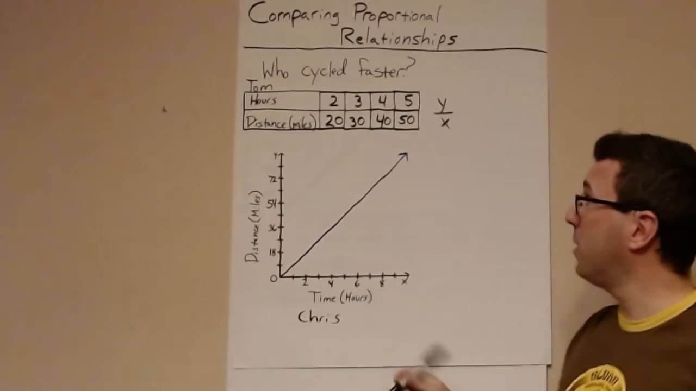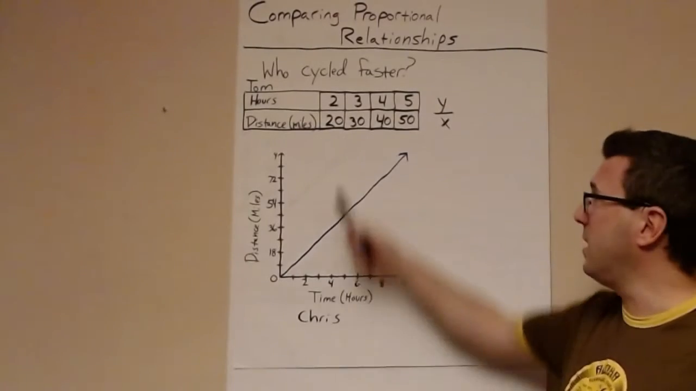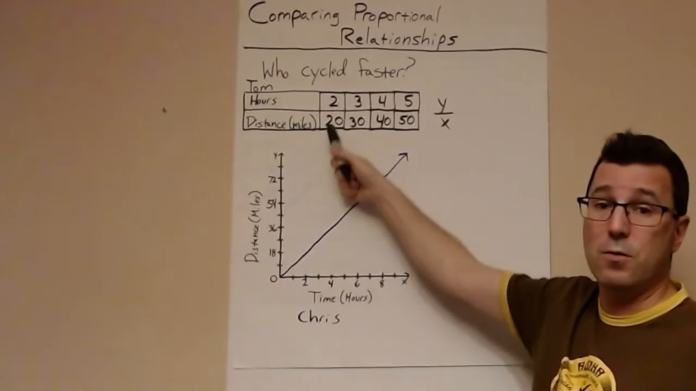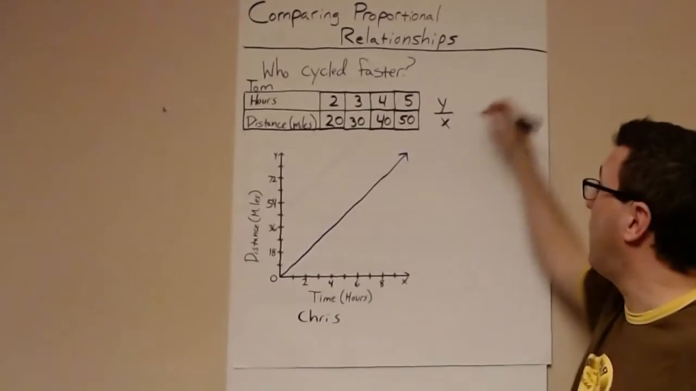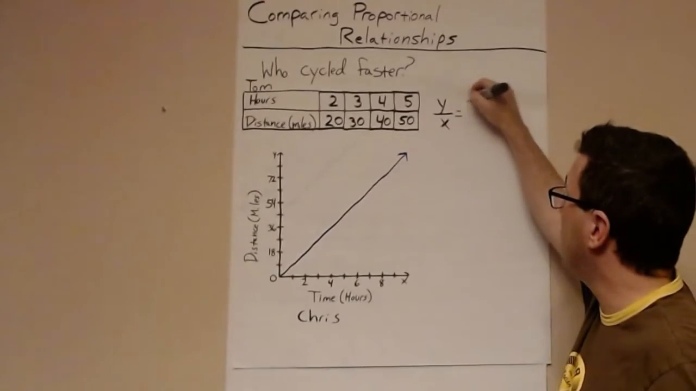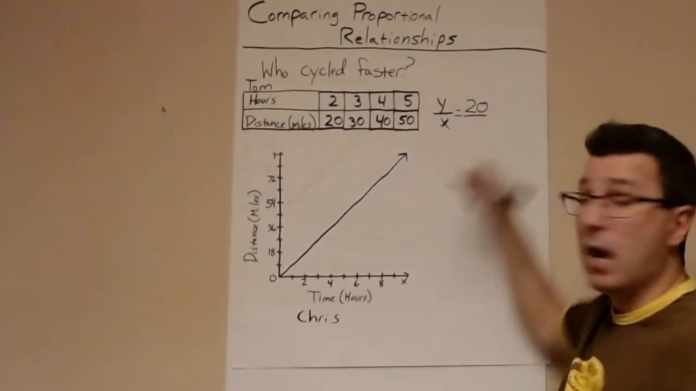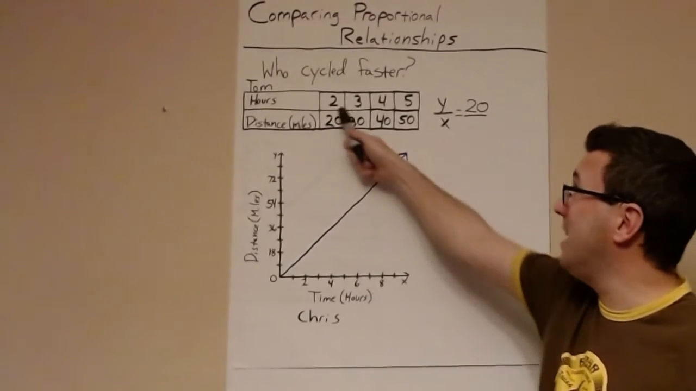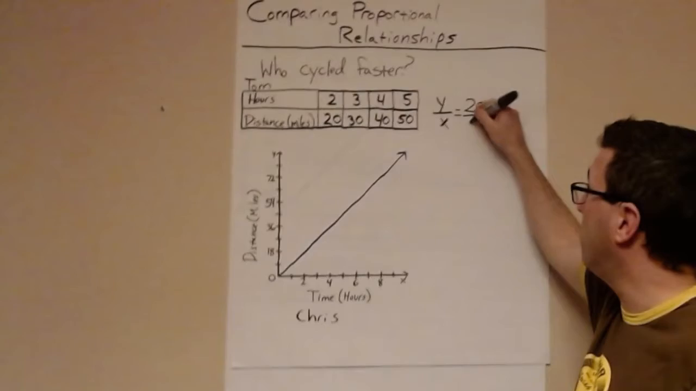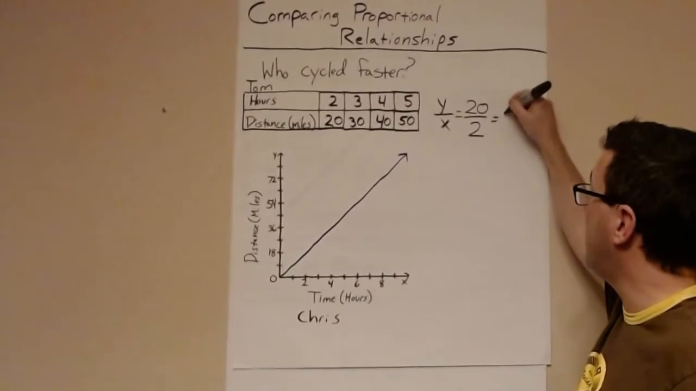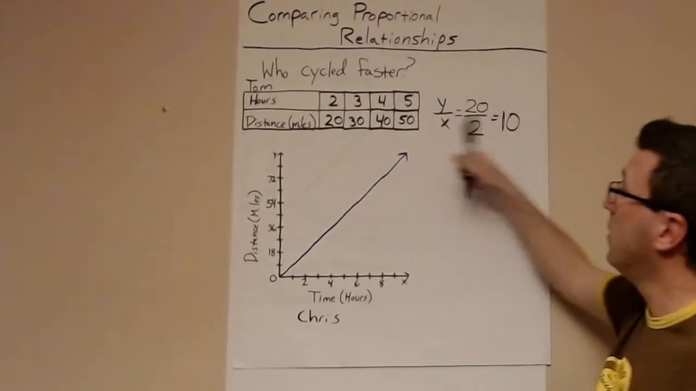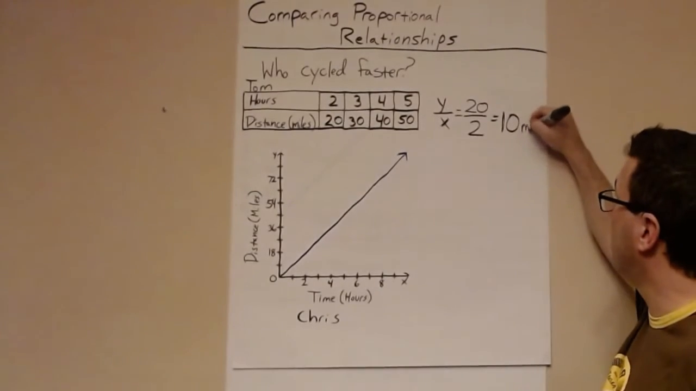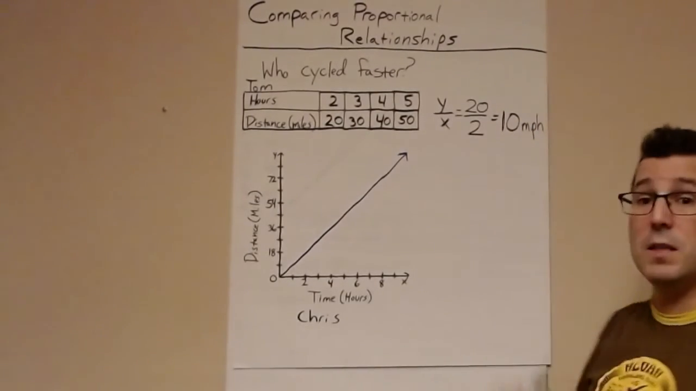So what I'm going to do is I'm just going to choose something easy, the 20 and the 2. So the 20, the distance, is our dependent variable. So I'm going to do 20, and we're going to divide it by our independent variable, 2. And what we get is that Tom is going 10 miles per hour.